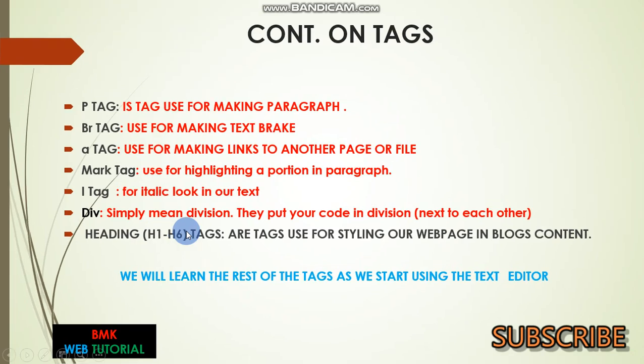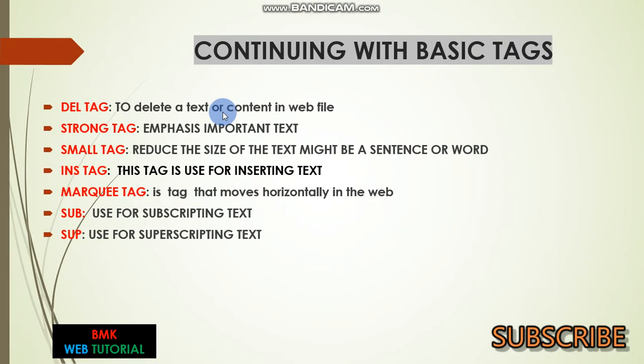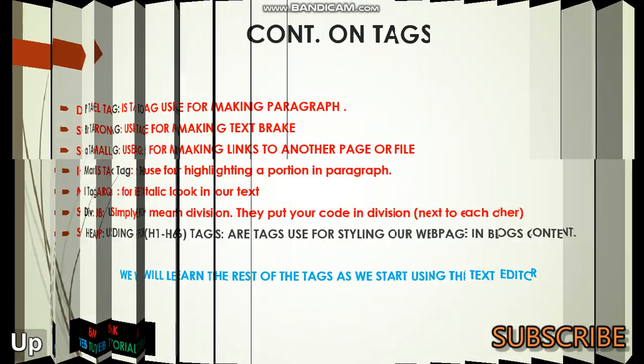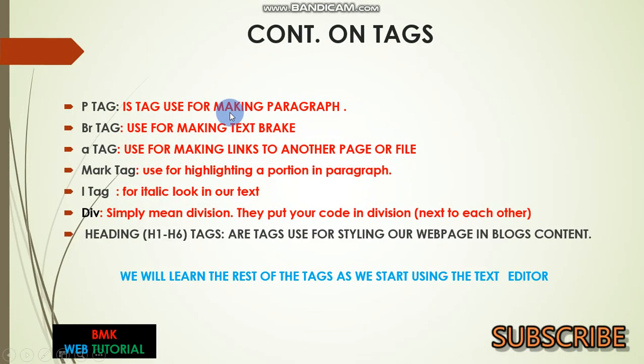So we said, continuation on the tags. Okay, we have what we call here a paragraph tag. We said it's a tag used for making paragraphs. For instance, it's like you are writing a letter, or maybe you are writing a message to display on the web page and it is bulky, so you need to make paragraphs to ease the reading for the users.